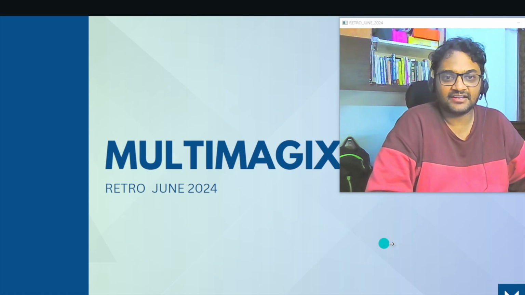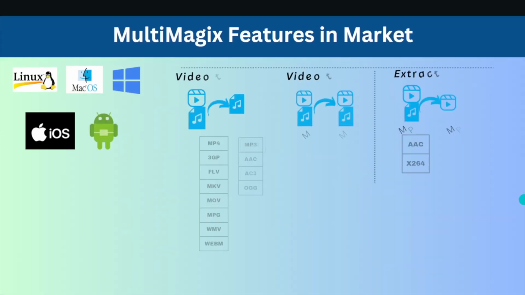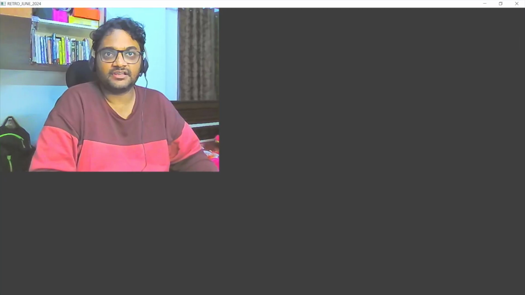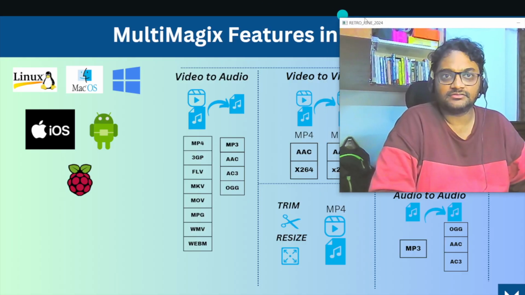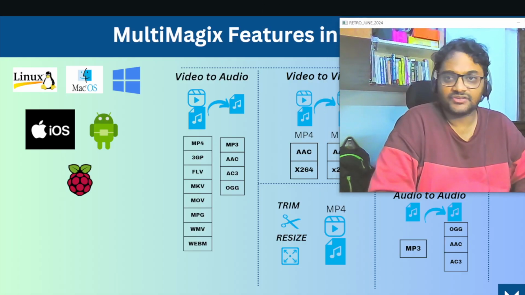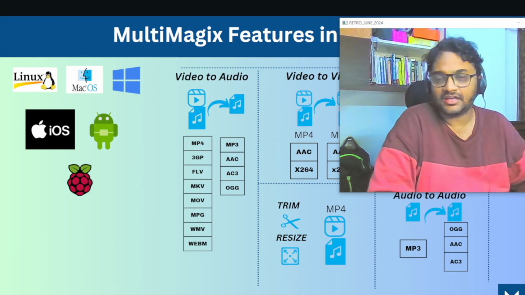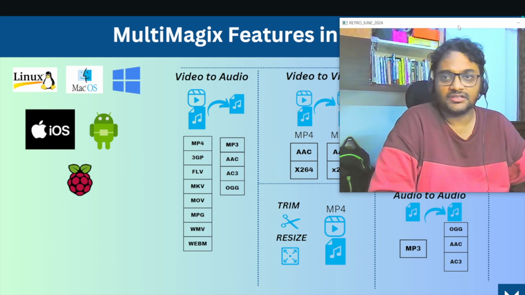The next slide is about where we actually are. As we mentioned in the previous retro, the MultiMagix product is a media application, and we are specifically into multiple platforms like Linux, Mac OS, Windows, iOS, Android, and Raspberry Pi.